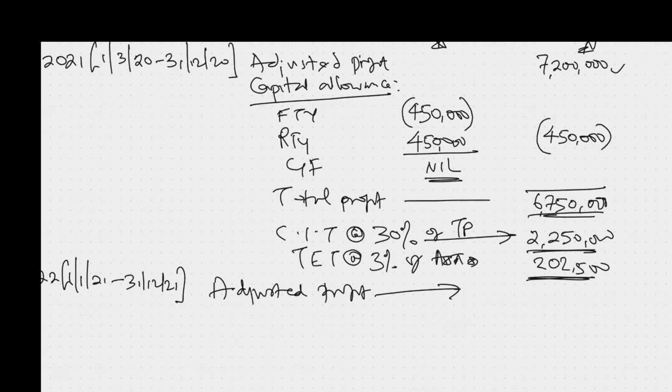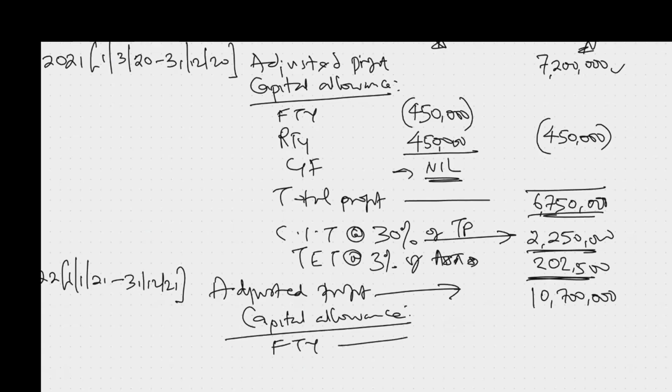The next one: what are adjusted profits in this question? Adjusted profits: 10.7 million, 10 million 700. Capital allowance that we will calculate for the subsequent year, how much was that for the year? Because we don't have any that we are bringing forward. The one we calculated last week: 4,452,500. Yes. Okay, good. Now we can take everything.